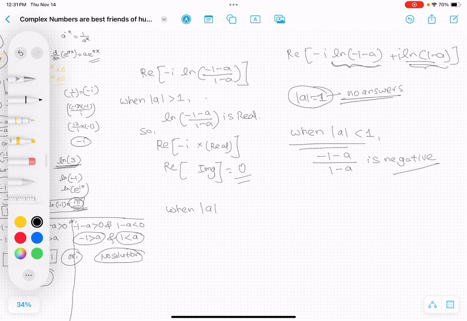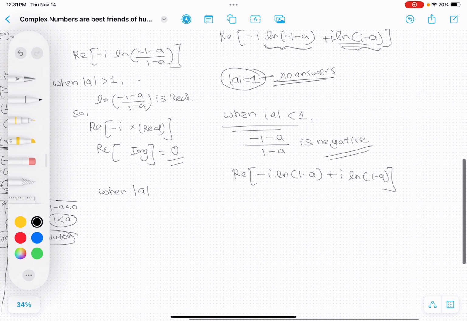Okay, so it's going to be negative, then we have to deal with it in a different way. So now let's write that this is minus i. Let's try to break this: 1 minus a plus i times ln of 1 minus a. That's how we break it, right? Because there's a minus sign, there's going to be a plus.